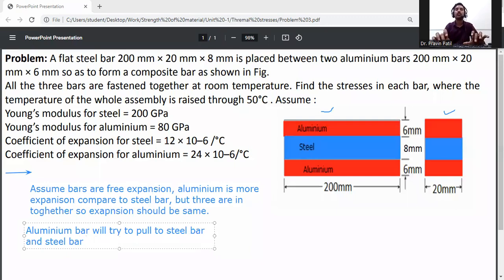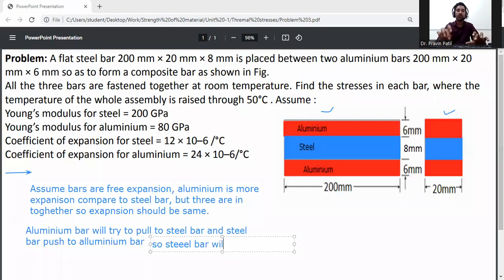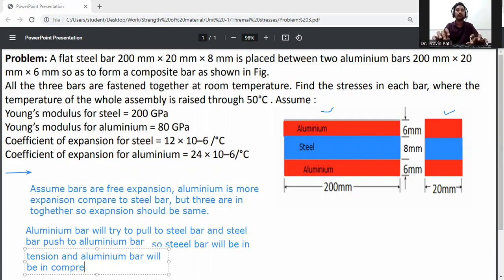And the steel bar will try to push the aluminum bar. So the steel bar will be in tension, and the aluminum bar will be in compression.